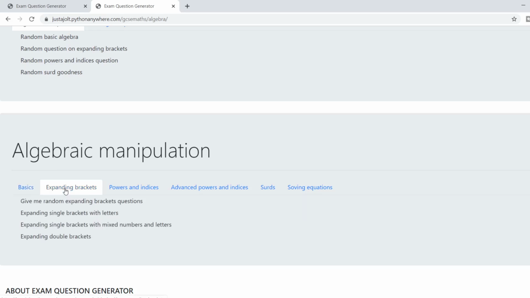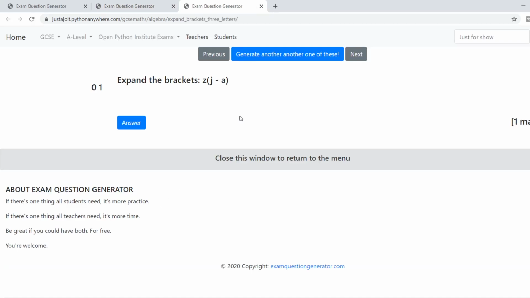Anyway, we're going to go back to algebra. Let's go for some expanding brackets now. Let's just start off with some single brackets questions, and we're going to use some letters. So I'm going to take some time to rub what I've got off the board.